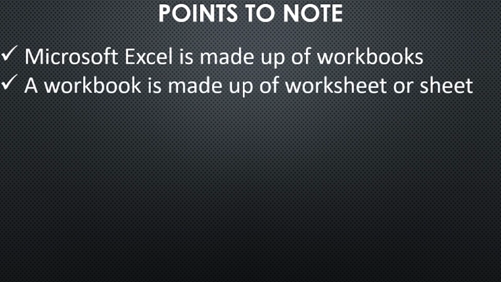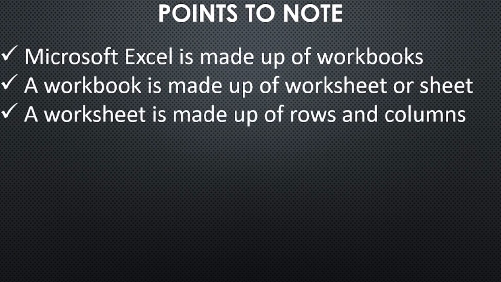Then a workbook is made up of worksheets. You understand? It's worksheet, or you can call it sheet if you like. Then a worksheet, they are made up of what? Rows and columns. Another name for rows is record, and column is field. So they are made up of rows and columns. Column is the vertical space, or field. Then rows is the horizontal space, or you call it record.